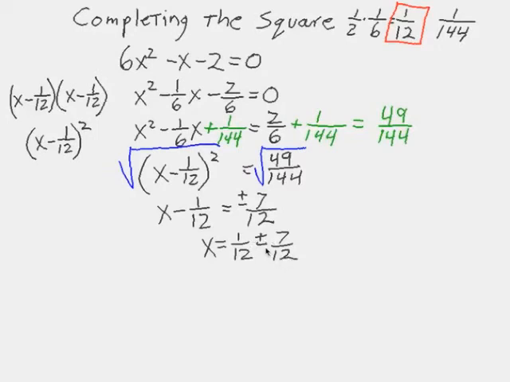So now I have two computations to make, 1/12 plus 7/12 and 1/12 minus 7/12. Well, 1 plus 7 is 8, so could be equal to 8/12, which reduces to 2/3. Or it could be 1 minus 7, which is negative 6/12, which reduces to negative 1/2. And these are my roots, 2/3 and negative 1/2. So I could use those now to form my factors.